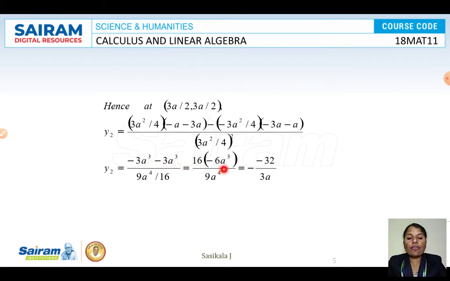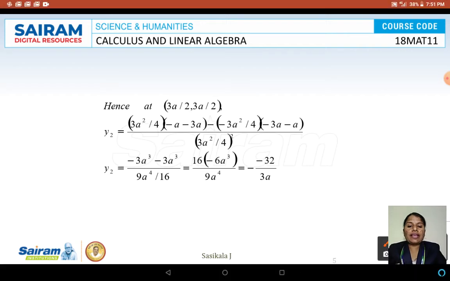That is what? Minus 6a cube. Here 3a squared, the whole squared will be 9a power 4 by 4 squared will be 16. That 16 will go to the numerator. You can write 16 minus 6a cube by 9a power 4. Okay. From here you can cancel it. 6 and 9 will get cancelled. 3 2s are 6. So you can cancel. 16 into 2 will be minus 32. And then you will be having here 3a cube, one term will get cancelled. You will get for 3a. Okay. So you have minus 32 by 3a.